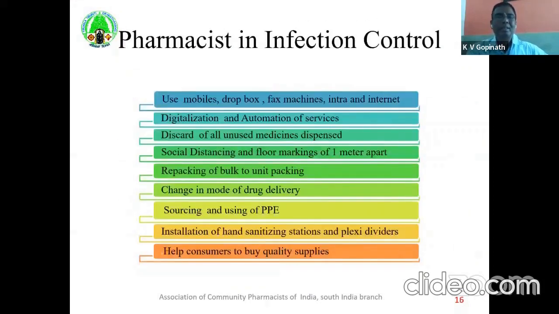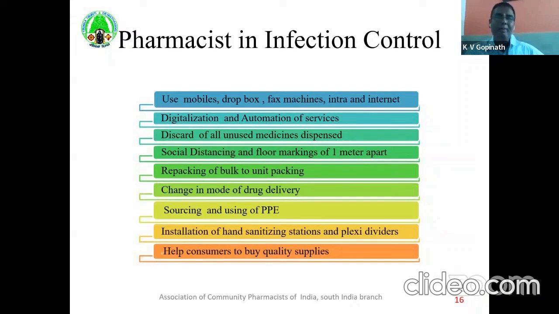Next slide. So what is the role of the pharmacist in infection control? If you have digitalization and automation of all the services of your pharmacy, most of the infection can be minimized or regulated. In case digitalization of prescriptions and automation of services fails, use landlines, mobiles, drop boxes, fax machines, and intranet and internet facilities so that the traffic within the pharmacy can be minimized for colleagues and even patients.